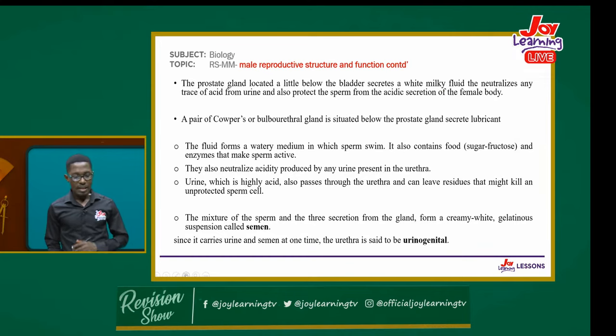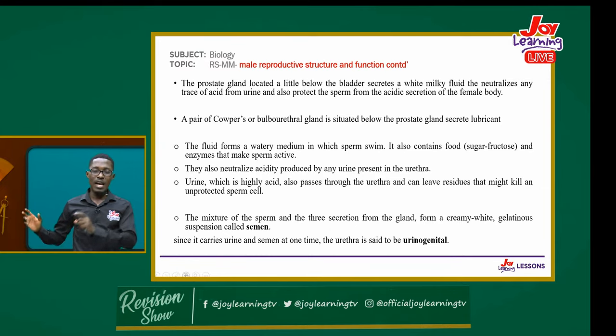Now the prostate, its job is to neutralize any form of acid. Usually when we urinate, there are traces or little drops that sometimes may stay in our urethra. So before the sperm can come, which is alkaline, we need to clear the place and turn it to an alkaline medium so that the sperm can move. If not, the acid would have to be neutralized, so someone has to come and neutralize all the acid. That is the job of the prostate gland. Now the Cowper's gland secretes slimy fluid that lubricates the urethra to make passage easy for the sperm to quickly move. So these are the roles of each of them.